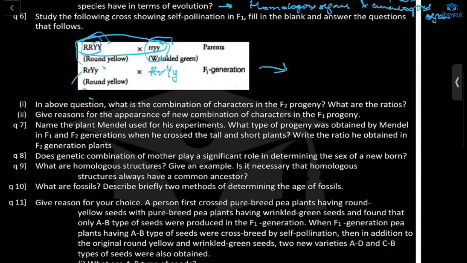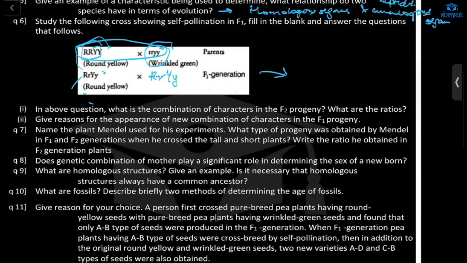Give reasons for the appearance of the new combination of characters in the F2 generation. Why? We have round yellow here because this explains that round yellow is dominant. They are dominant traits. They are dominant over what? Wrinkled and green. Because in the F2 generation, we do get wrinkled and green combinations.